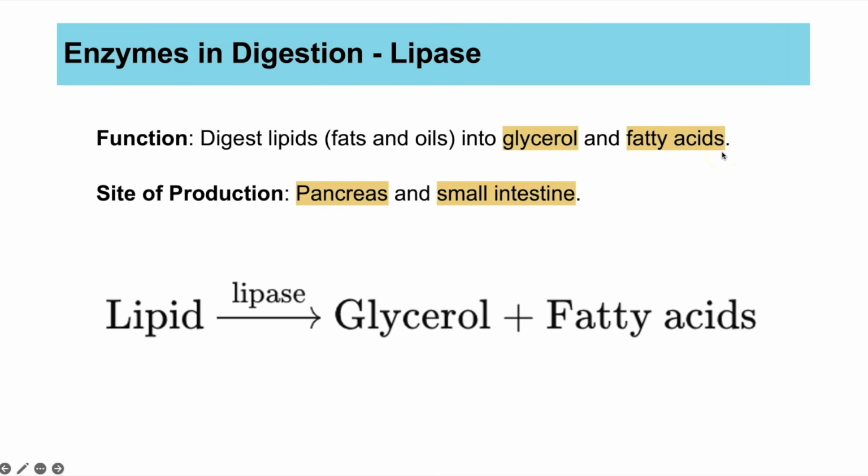So a lipid is split into those two different molecules. Lipase is produced in the pancreas and it's secreted from there into the duodenum, which is part of the small intestines. And also you get even more made in the small intestines. So the only place lipids are digested is the small intestines.